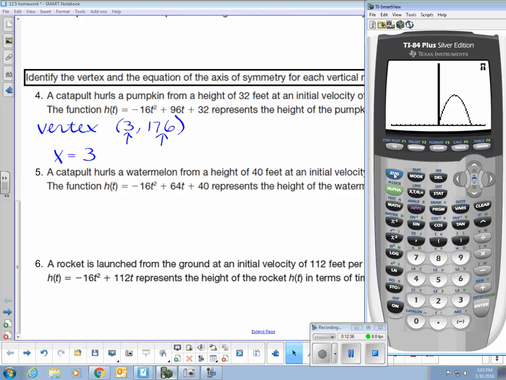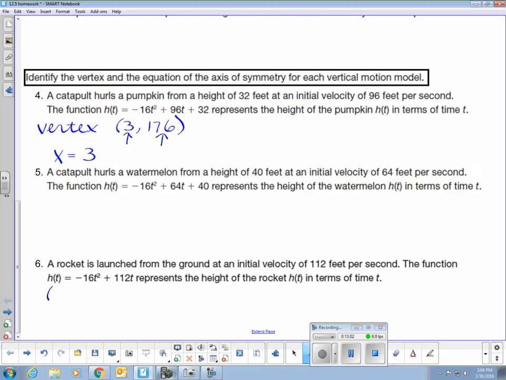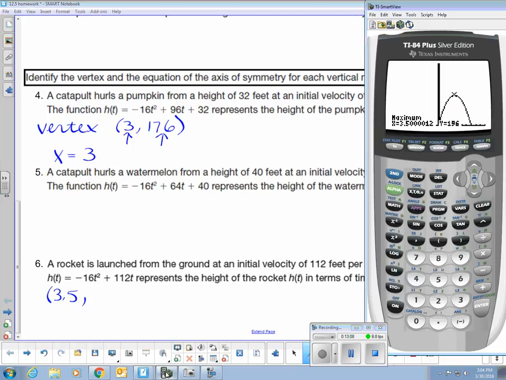And let's find the vertex or the maximum. So at 3.5 seconds, the rocket is 196 feet off the ground. And therefore, my axis of symmetry is x equals 3.5.